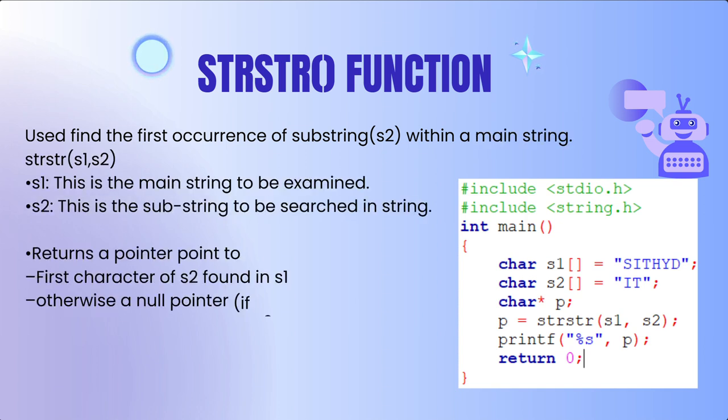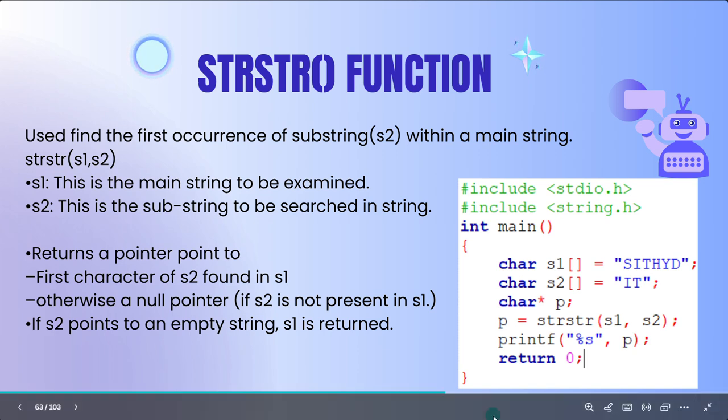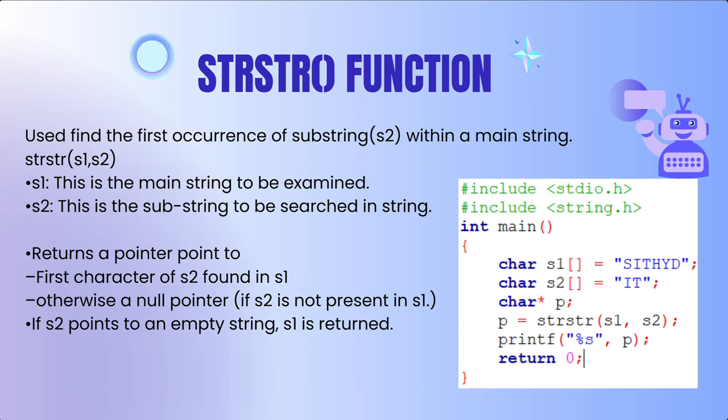The strstr function is used to check whether the substring is present or not. It is used to find the first occurrence of substring s2 in the main string. So s1 is the main string and s2 is the substring. We have to check whether s2 is present in s1 or not. It returns a pointer to the first character of s2 if it is found in s1, otherwise a null pointer if s2 is not present.